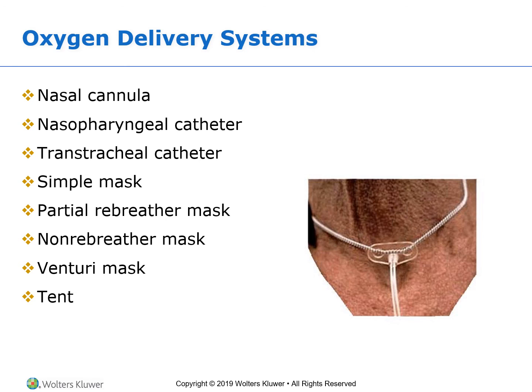So sometimes you'll see oxygen come from different items, like portable cylinders. Sometimes you'll see it on the wall, and sometimes it's in an O2 concentrator. Okay, and all of them provide oxygen for the patient.